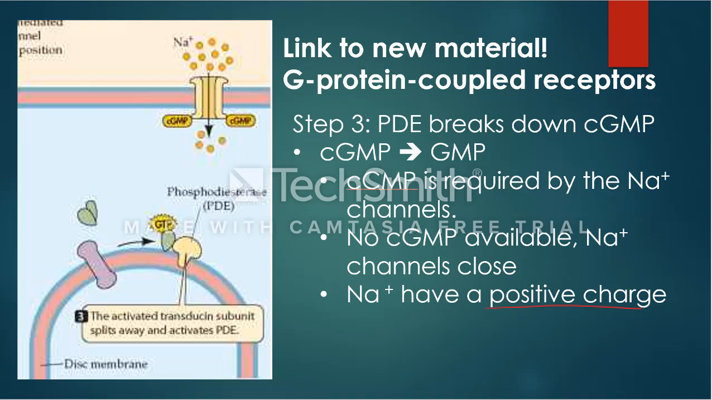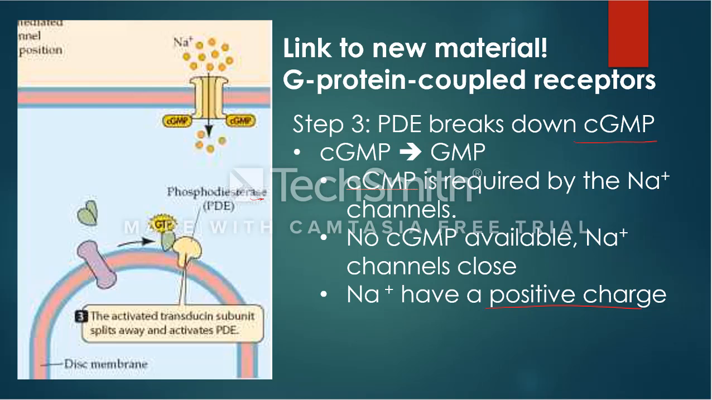All right. Phosphodiesterase, we know it's an enzyme because it ends in ASE, as all enzymes do. But specifically, phosphodiesterase breaks down cyclic GMP, or cGMP, into GMP.